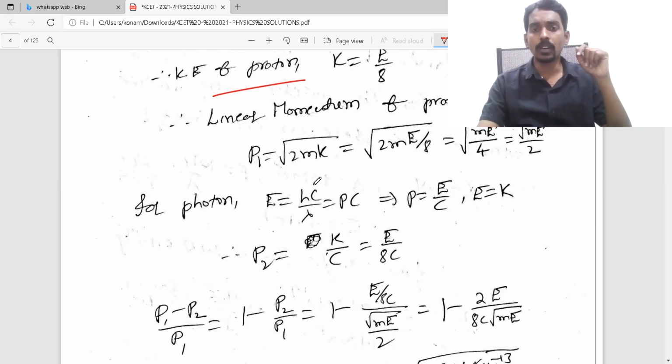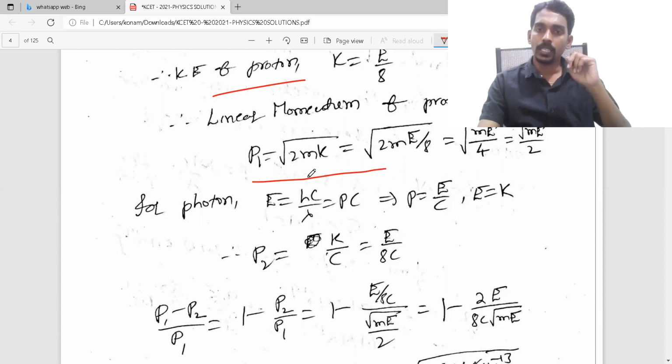Then the linear momentum of the proton. Now this is related to de Broglie. They are trying to combine the photoelectric effect and the de Broglie wavelength. Both they are trying to combine. That's why you have to take that relation first. So the linear momentum of the proton, according to the de Broglie hypothesis, is root of 2mK.